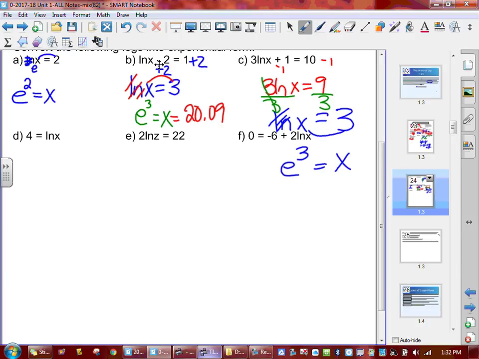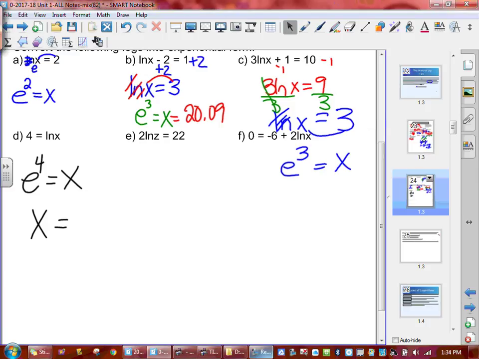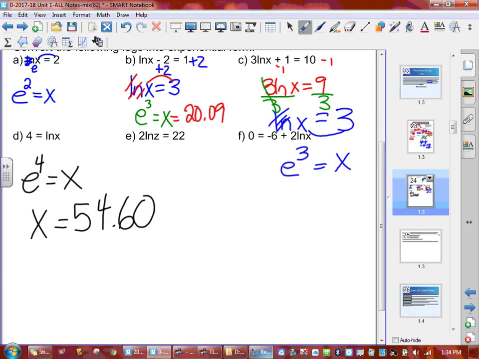Okay, we've got a few minutes to look at them. So D is equal to e exponent 4. E exponent 4, 54.60 is what we should get. No, we're always rounding to 1 decimal place, minimum 1. 2 is more accurate, okay?